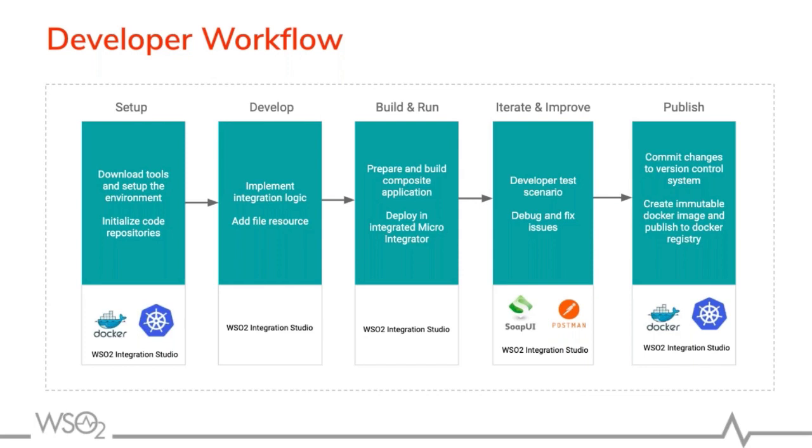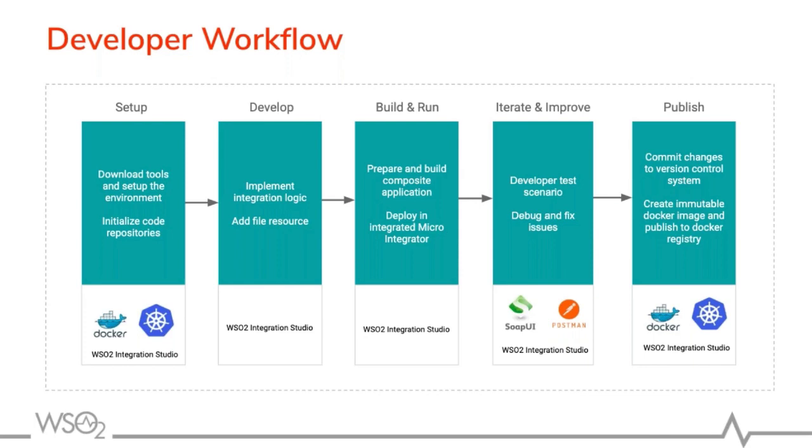As the fourth step, you can iteratively test, debug and improve this integration artifact. You can use tools like SoapUI, Postman, and the debugging capabilities that we have included in WSO2 Integration Studio to debug any issue that you encounter and iteratively improve. After doing this step, the developer's tasks are almost done, and the only step you have is to publish the different artifacts that you have developed.